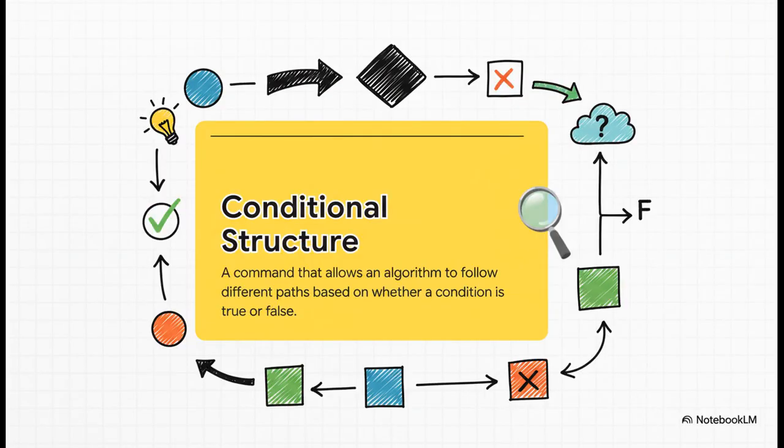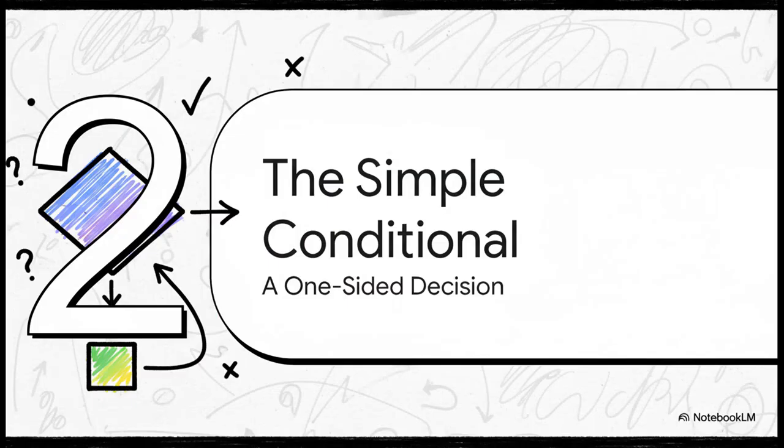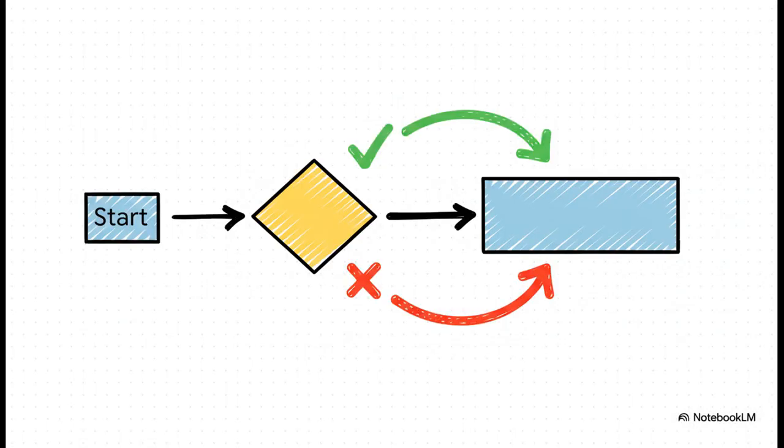Now, the technical name for this fork in the road is a conditional structure. All it is is a command that checks if a certain condition is true or false. And based on that one simple answer, the algorithm gets pointed down one path or a completely different one. This is the absolute fundamental way that code makes a choice. So let's start with the most basic version of this idea. It's called the simple conditional. Think of it as a one-sided decision, and it is the very first building block we absolutely need to get our heads around. And the logic here is, well, it's beautifully simple.